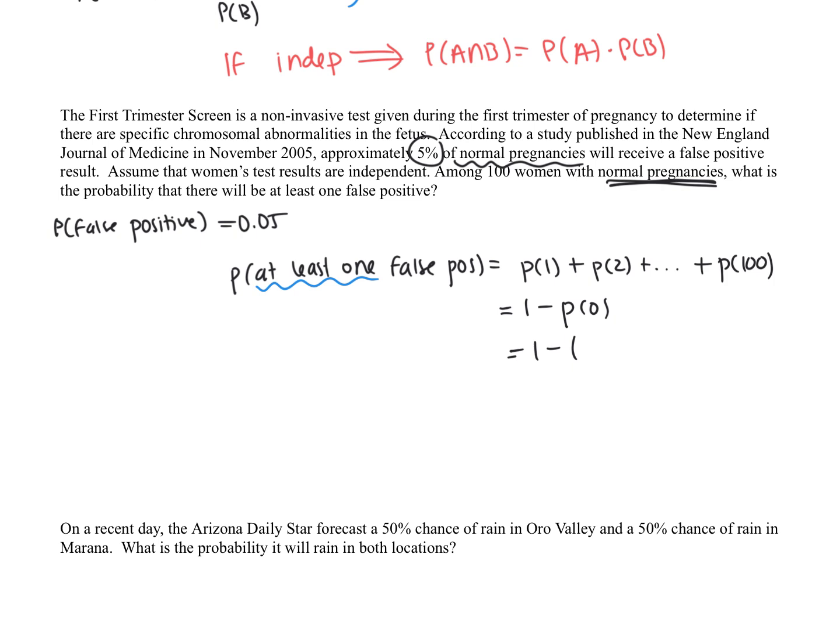So if a false positive is 0.05, not a false positive is 0.95, but then we raise it to the 100th power for all 100 women. So really what we're doing is 0.95 for the first woman, 0.95 for the second woman, 0.95 for the third, all the way up to 100, hence that 100th power. So this is about 0.994. So about 99% of the time, there's going to be at least 1 false positive.